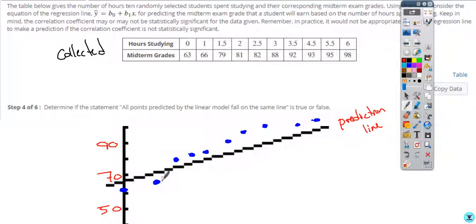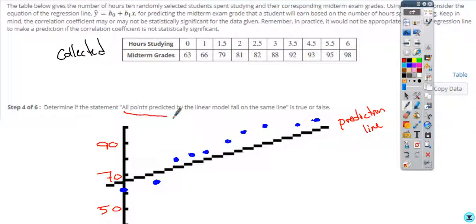Once you plot around, you can see that they crowd it very well. They're very close to that line of prediction, and that's what we want. Now, however, that's not what our question says. Our question says, determine if this statement, all points predicted by the linear model fall on the same line.